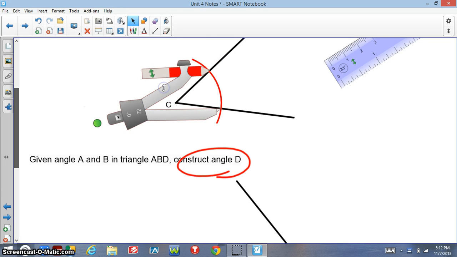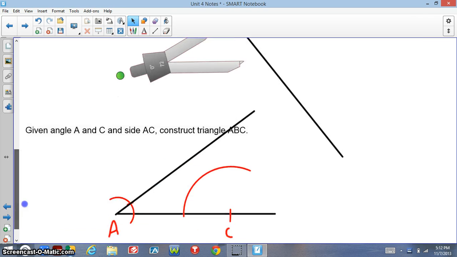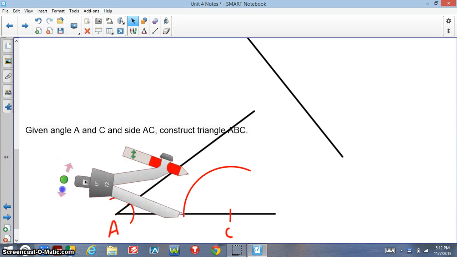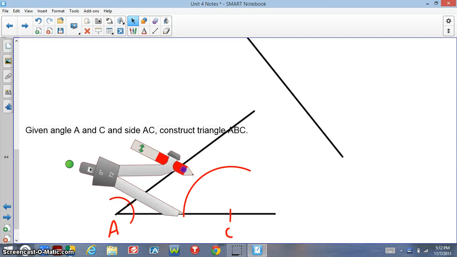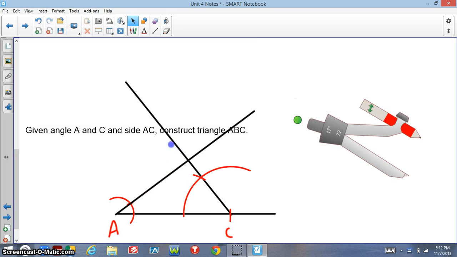I want to measure that, so I've measured that arc. Back down to my new one. Put my metal point here, rotate it, and there you go. So this new side here, well, that worked out pretty good. That was lucky. And so that goes right through there. So that's my triangle, triangle ABC.